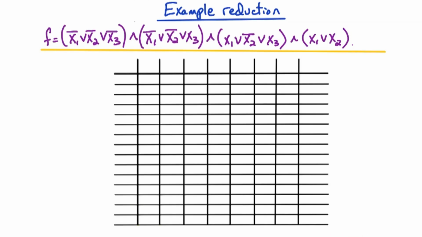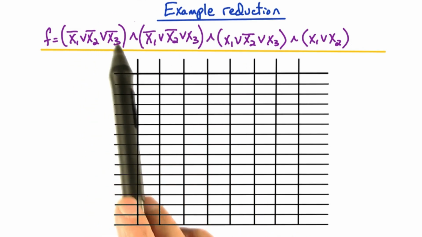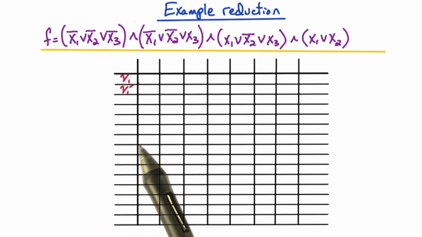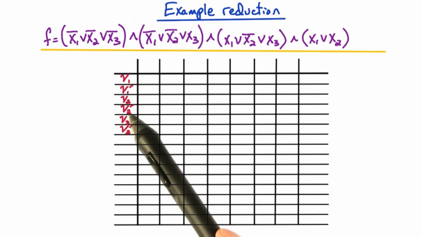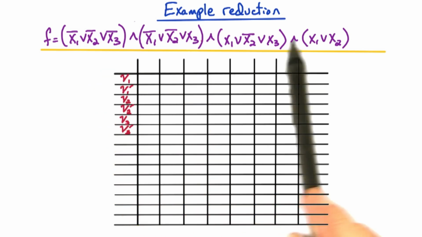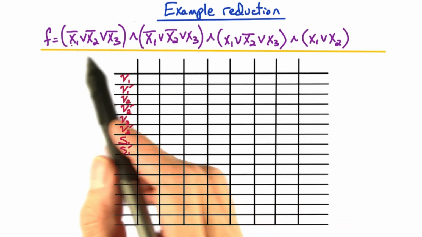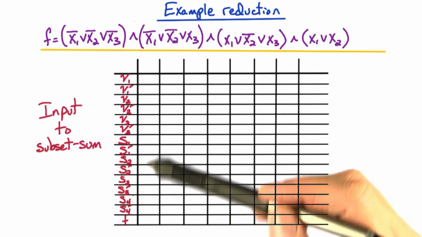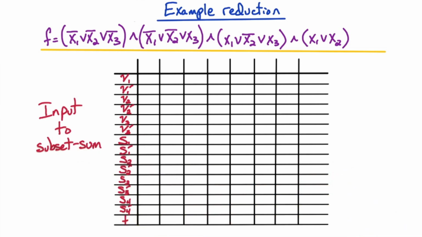To illustrate the reduction, it'll be useful to have a running example, and we can fill in the numbers as we go along. So let's consider this input formula to the 3-SAT problem. It consists of 3 variables and 4 clauses. For variable x1, there'll be 2 numbers, v1 and v1 prime. Similarly, for x2, there'll be v2 and v2 prime, and for x3, there'll be v3 and v3 prime. In addition, there'll be 2 numbers for each clause. So we'll have S1 and S1 prime for clause 1, S2 and S2 prime for clause 2, S3, S3 prime, S4, S4 prime for the last 2 clauses. And finally, we have T, which is our desired sum. These 15 numbers specify the input to the subset sum problem.